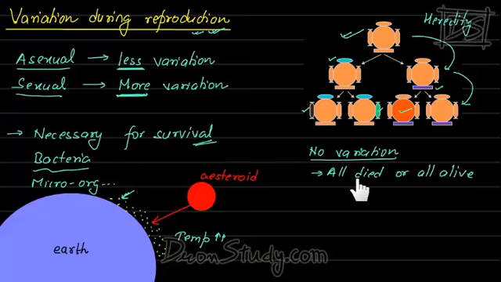If all remain alive, that's fine, but what if they all die? That means bacteria will simply vanish from the face of this earth. Okay, this might happen. It can happen. So, chances of elimination. So if there aren't any variations in bacteria, then there is a chance that in case of a disaster, all bacteria will be finished forever.